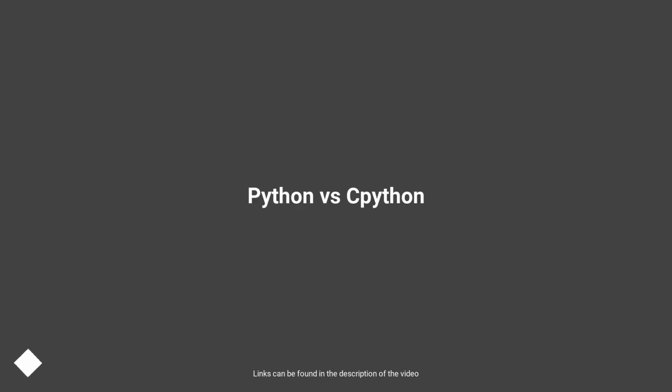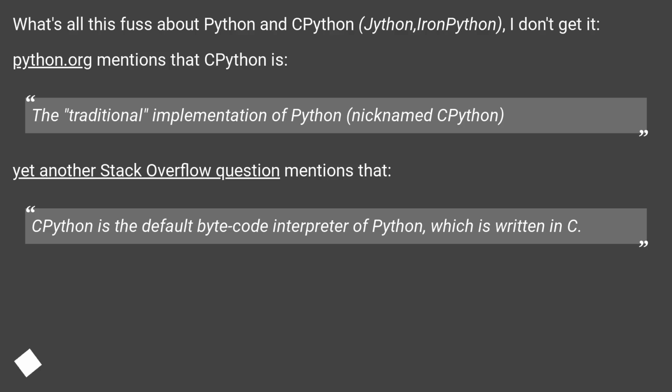Python versus CPython. What's all this fuss about Python and CPython, Jython, IronPython? I don't get it. Python.org mentions that CPython is the traditional implementation of Python, nicknamed CPython. Yet another Stack Overflow question mentions that CPython is the default bytecode interpreter of Python, which is written in C.